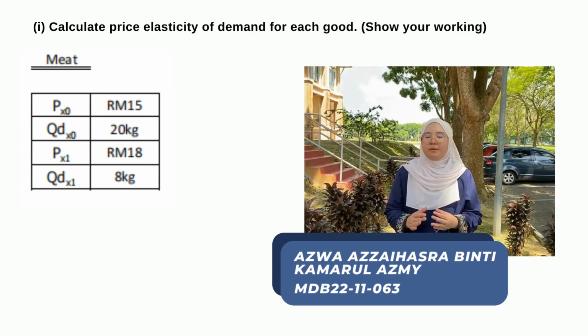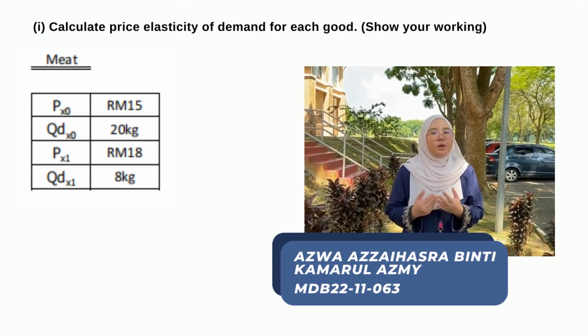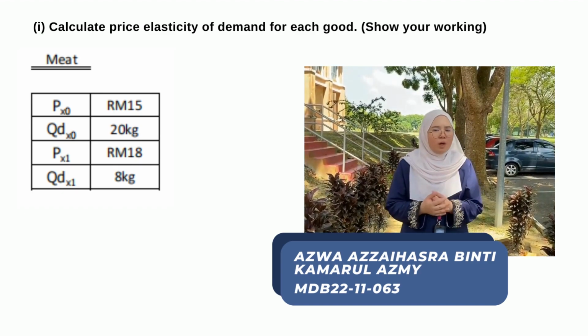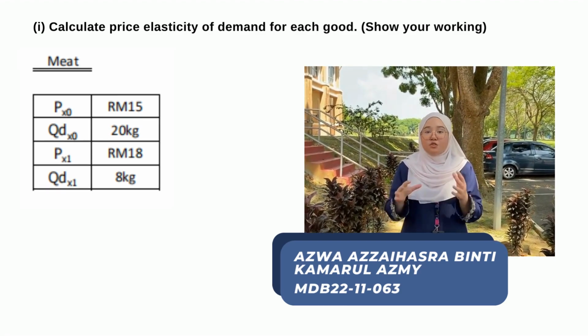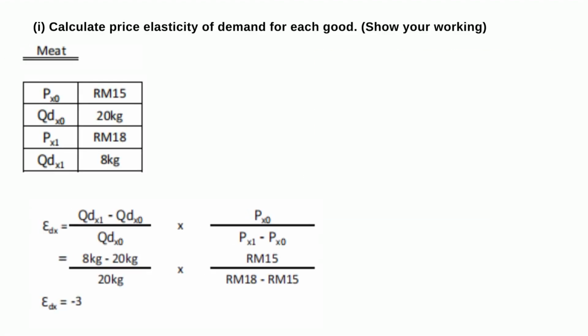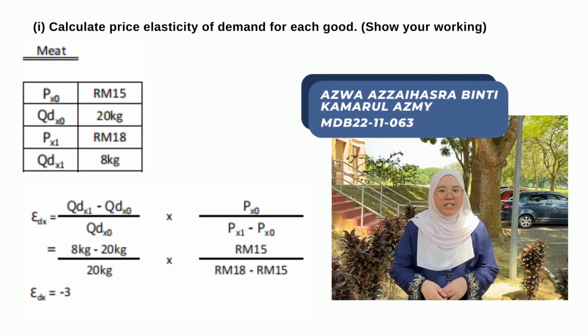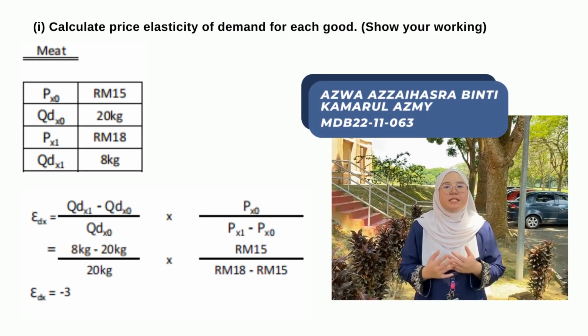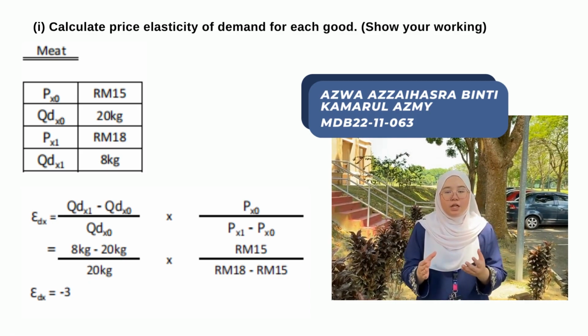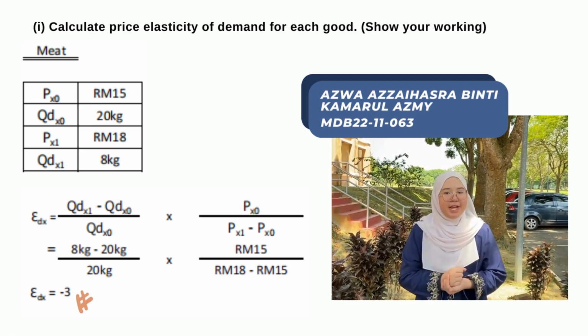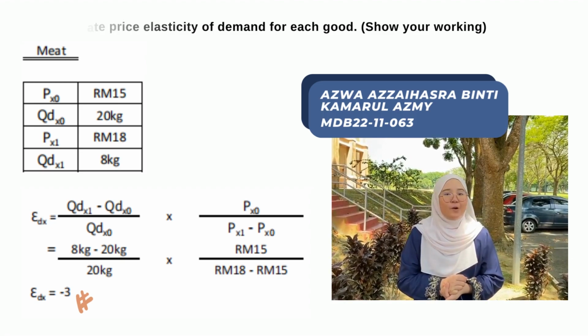So, the old quantity demanded is 20 kg, while the old price of meat is 50 ringgit. But when the new price for the meat increased to 80 ringgit, the new quantity demanded dropped to 8 kg. So right now, all the information that we need has been gained. We just substitute all the information into the formula that has been stated. After the calculation, we got -3 as the price elasticity of demand for meat.